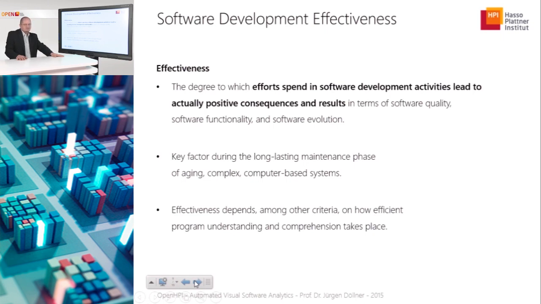So effectiveness asks, what is the outcome? It does not ask what shall be done. It asks, do we have the right output? Do we have the right results?